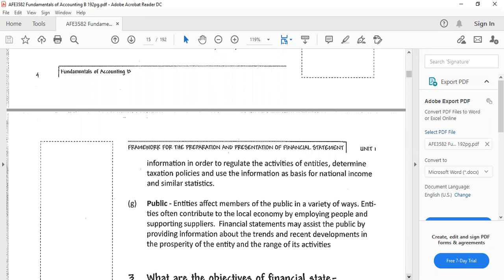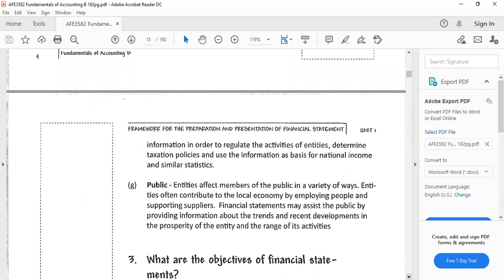And then the last one, you have community or public. Either community or public is the same thing. So entities affect members of the public in a variety of ways. Entities often contribute to the local economy by employing people and supporting suppliers. So financial statements may assist the public by providing information about the trends and the recent developments in the prosperity of the entity and the range of activities. So basically, the public would want to see the financial statements of the business, mainly because they would want to see if the business really helps out in the community with donations and so on.